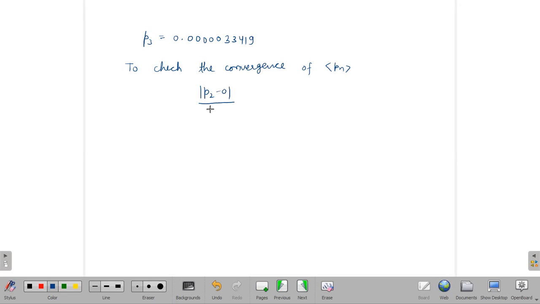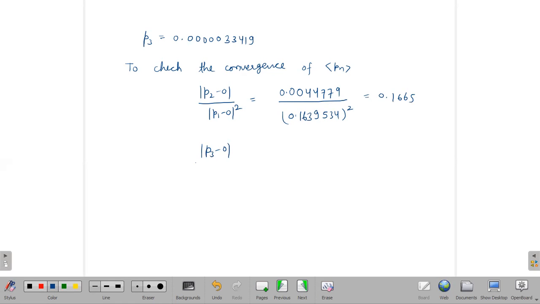P2 minus 0 by P1 minus 0. Let us check it at 2 only, because you know that at 1 you will get less than 1 only. So P2 minus 0 is 0.0044779 divided by 0.1639534, then square. So it is 0.1665, which is less than 1.